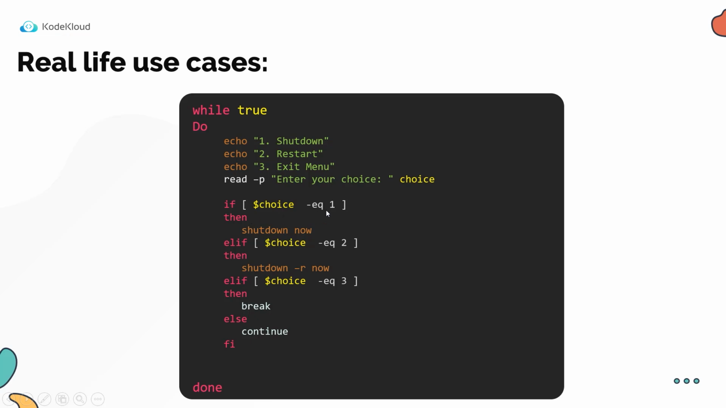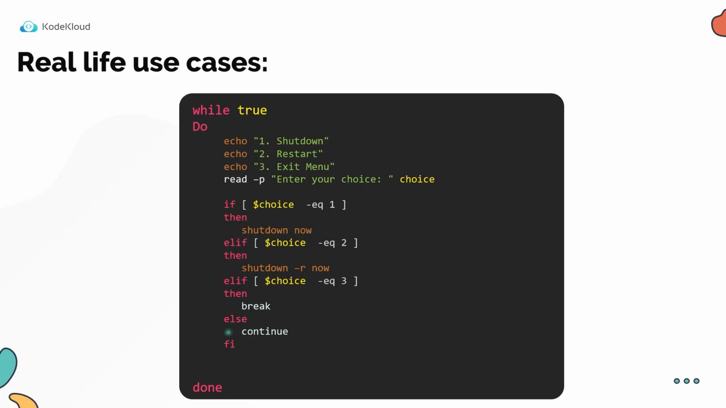If the choice is 1, then we shut down the system, and if it is 2, then we restart the system, and if it's 3, we run the break statement. Now, the break statement in a loop, whether it is a for loop or a while loop, breaks the program out and exits the loop. This can be handy when working with infinite loops like this.